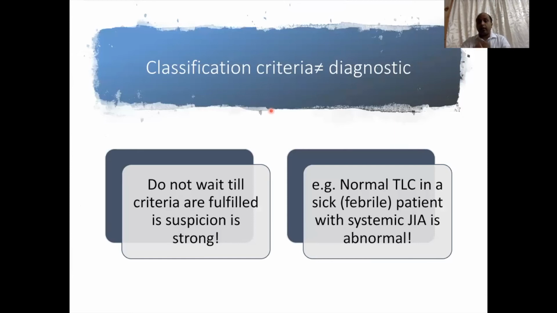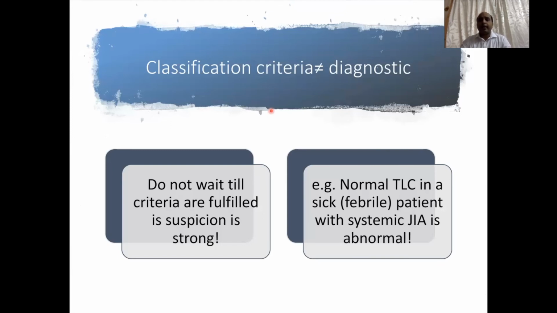Classification criteria is not always a diagnosis, because it is not a diagnostic criteria. So if you wait until all the criteria are fulfilled, then you will lose the golden opportunity. And the clinical bedside picture is always more important than the classification criteria.